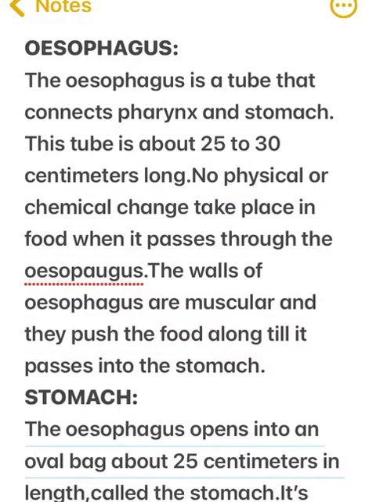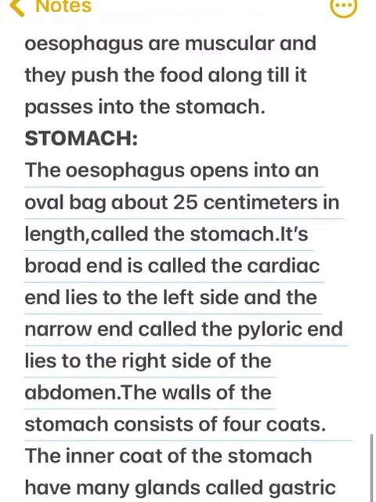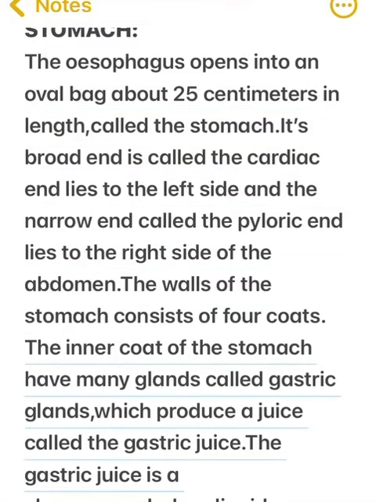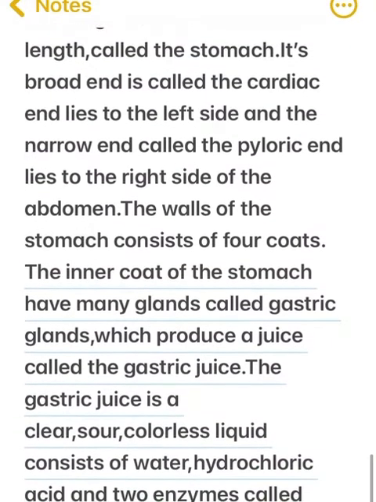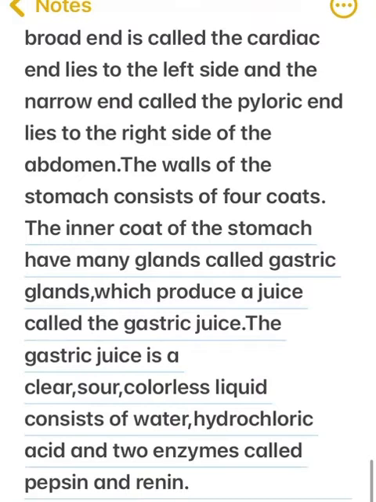Stomach. The esophagus opens into an oval bag about 25 centimeters in length, called the stomach. Its broad end, called the cardiac end, lies to the left side, and the narrow end, called the pyloric end, lies to the right side of the abdomen. The walls of the stomach consist of 4 coats. The inner coat of the stomach has many glands called gastric glands, which produce a juice called the gastric juice. The gastric juice is a clear, sour, colorless liquid, consisting of water, hydrochloric acid, and 2 enzymes called pepsin and renin.